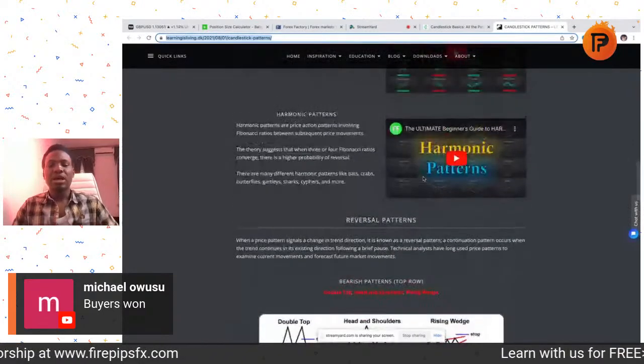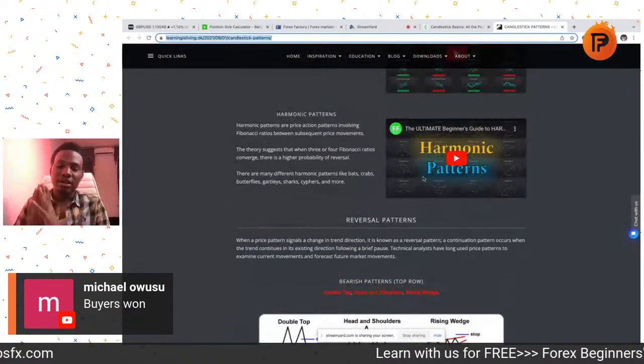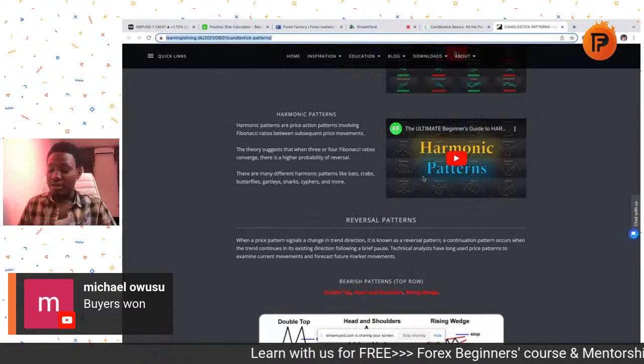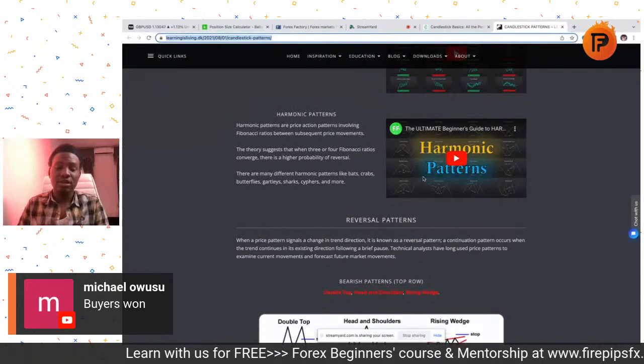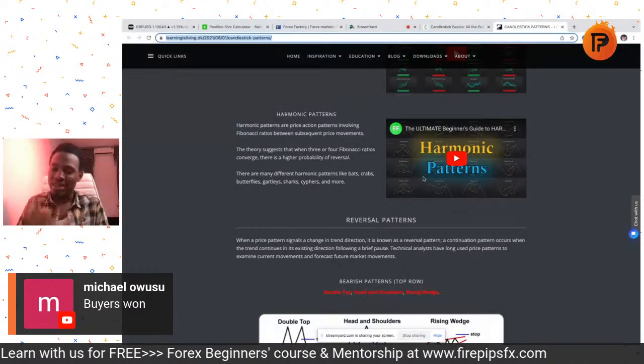Just as I said, candlesticks are different from, that's Japanese candlesticks. That's a different topic, and the patterns are different.